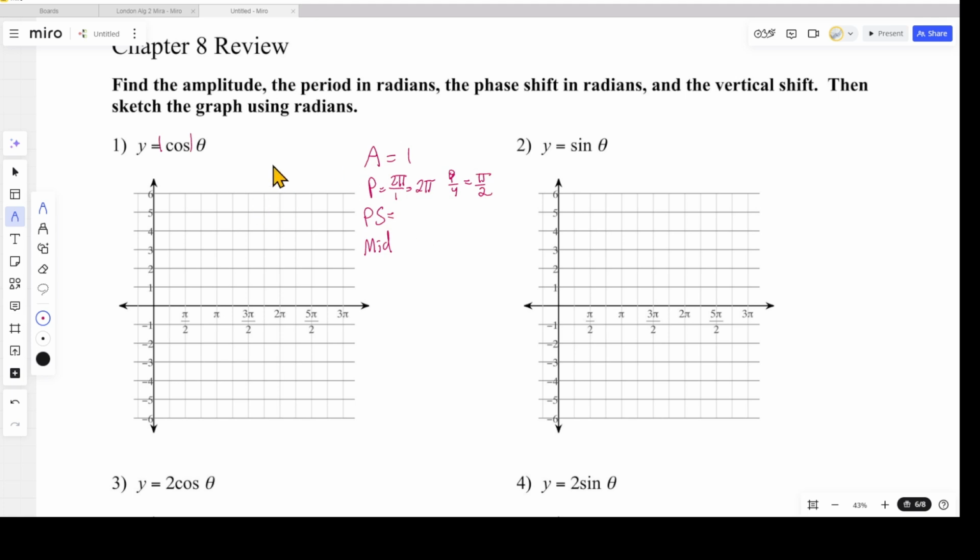The phase shift or horizontal shift, since there's nothing in the parentheses with the theta, it's just 0. No phase shift, and the midline is also 0.